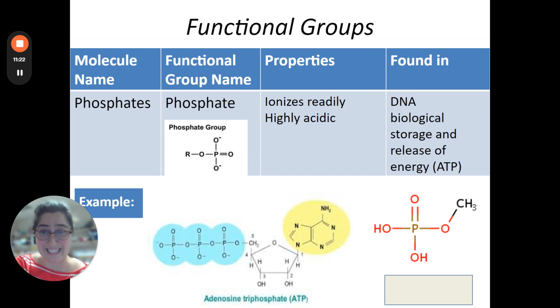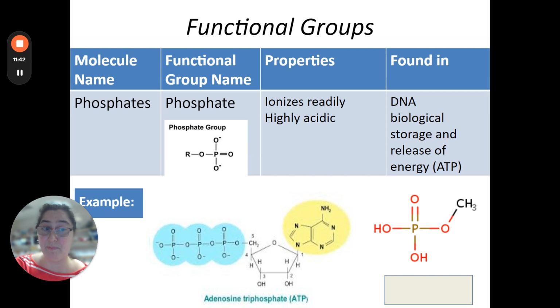Last one, phosphates. Phosphates are a large functional group. They are highly acidic. They tend to lose hydrogens very easily. They lose them so much we don't even tend to draw them with hydrogens, even though hydrogens would be there. And they're very highly acidic for that reason.